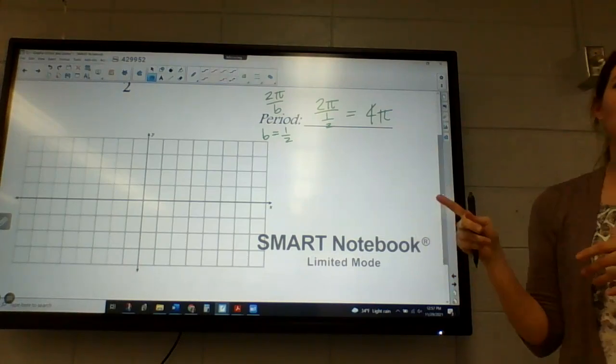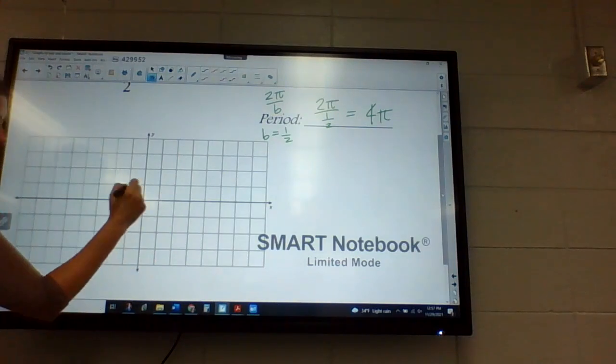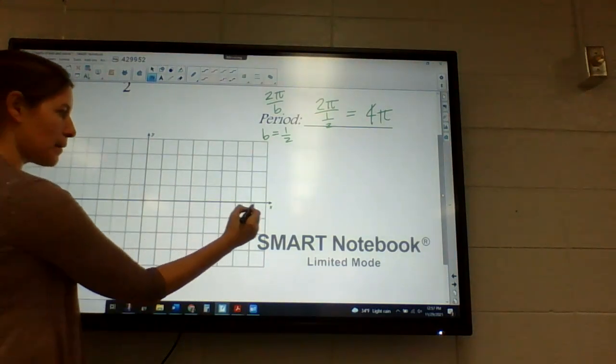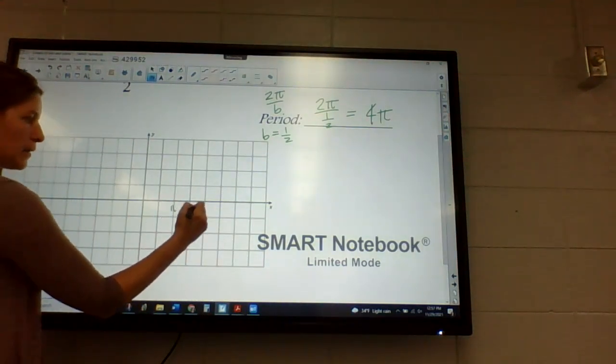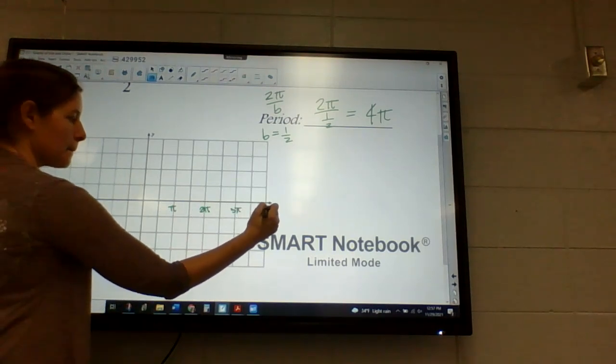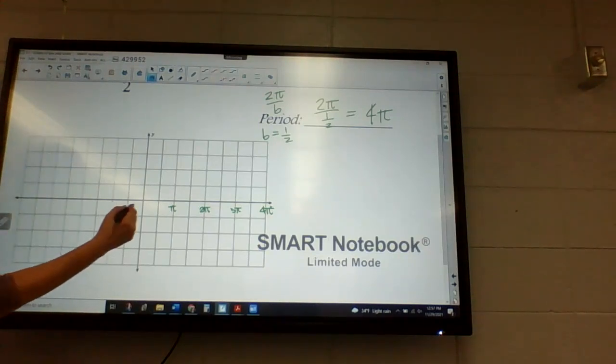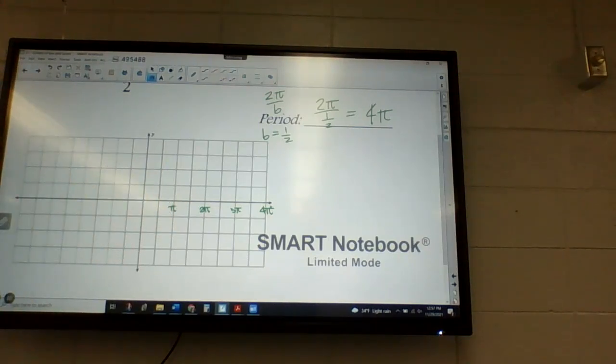Now I want to get to 4 pi. So I'd like it to be where, if this goes pi, 2 pi, 3 pi, 4 pi, that should work. I want to make sure I get that full revolution in, so I'm trying to be wise about my spacing. And then the other ones are going to be halves, so this would be pi over 2, 3 pi over 2. If I don't need to mark them, I don't need to.